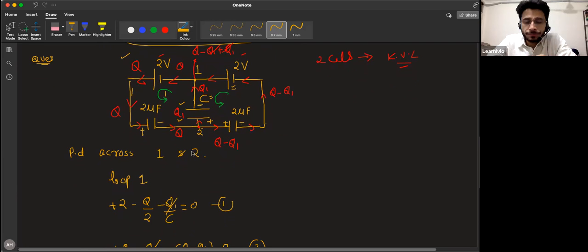Can I scroll it further? Sir, what is the capacitance of the middle one? This one? Charge is Q1, capacity is C. Sir, no values are given? No, no, C is not given.